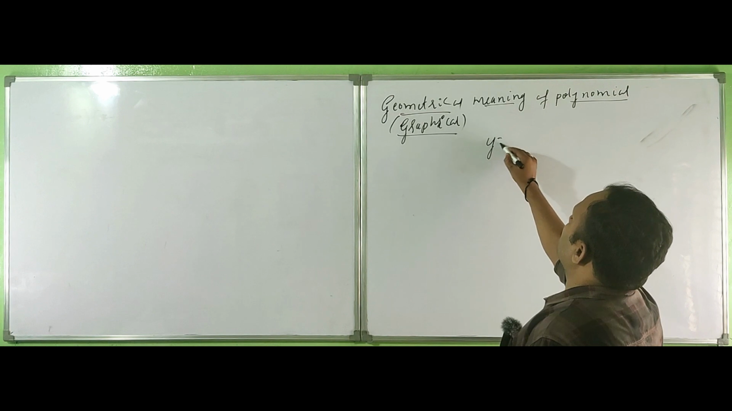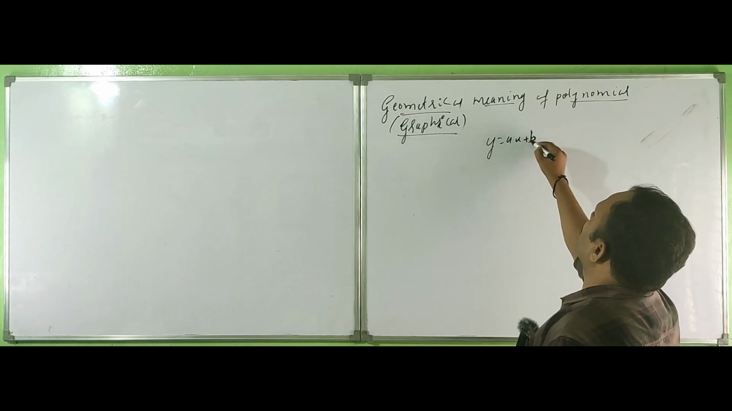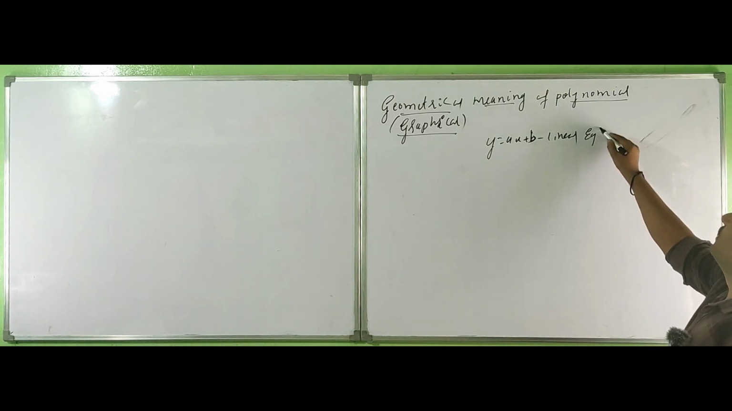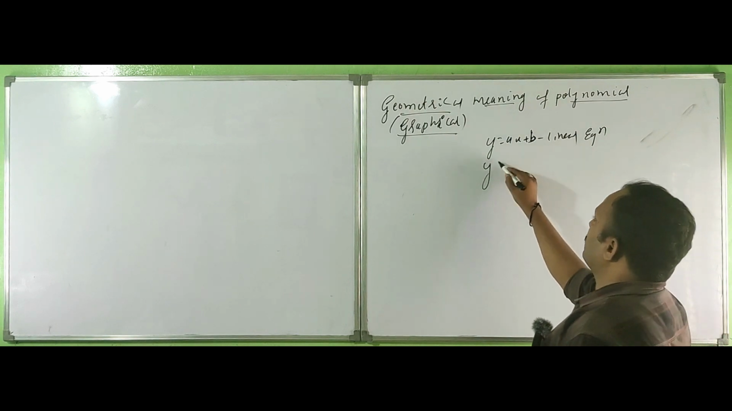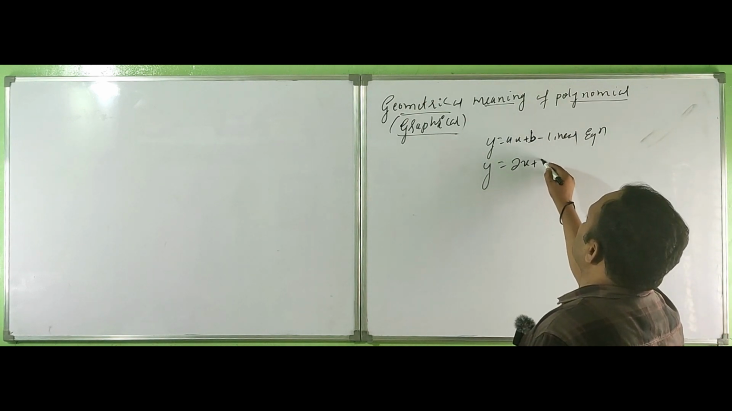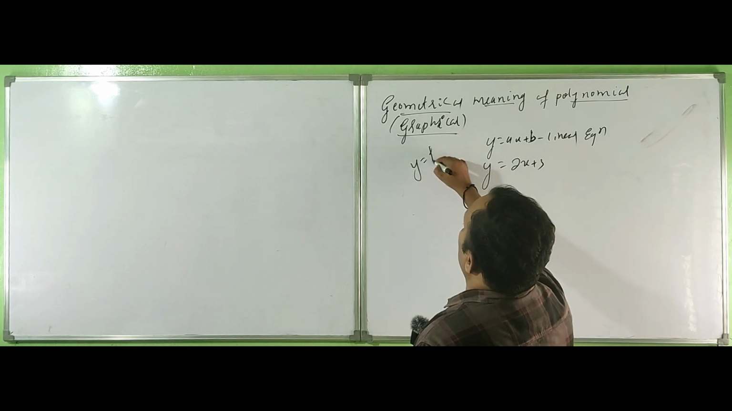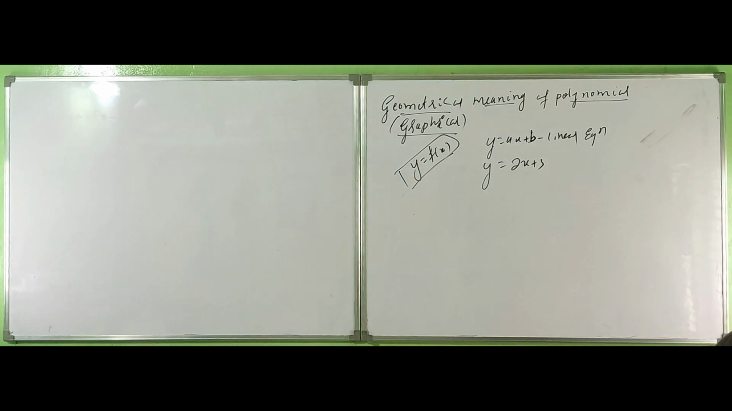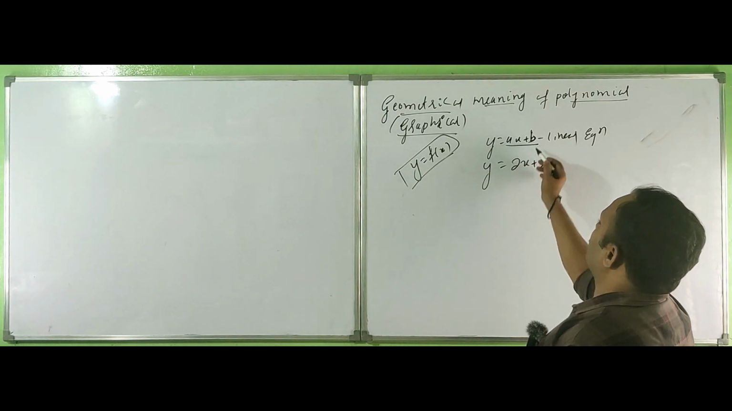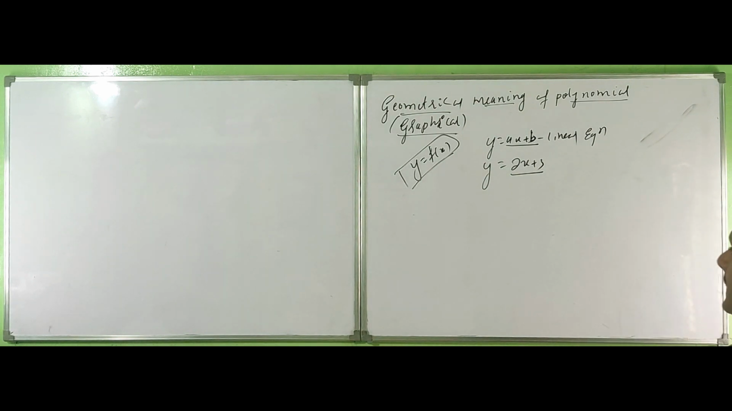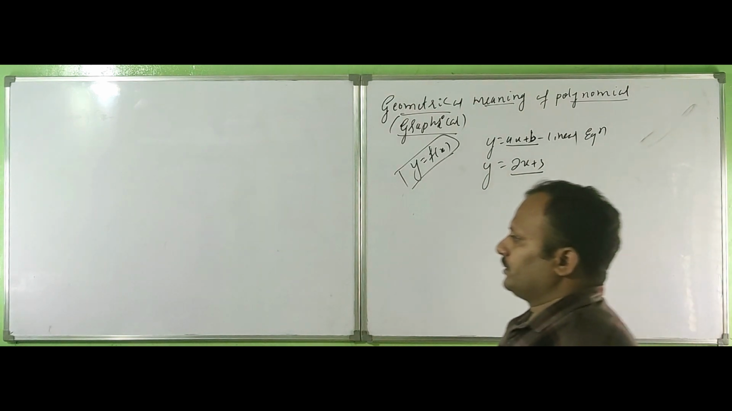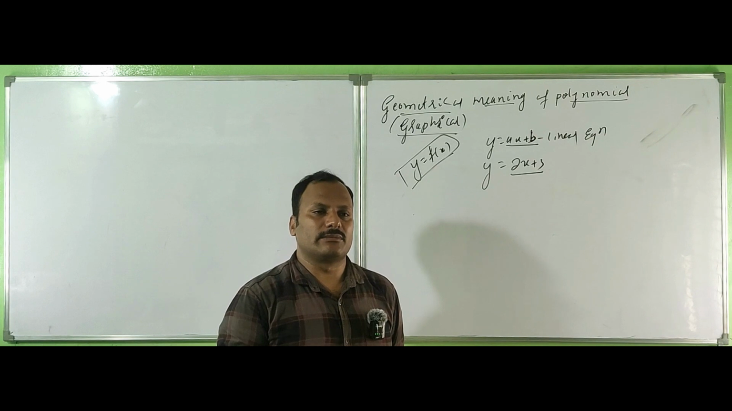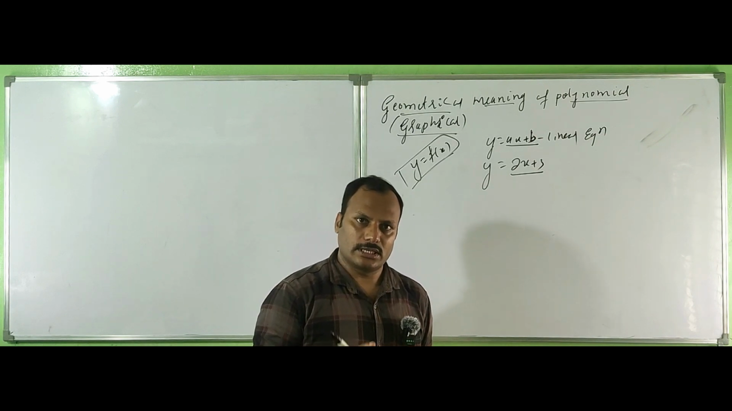So y is equal to ax plus b, a linear equation. In general you can take y is equal to 2x plus 3. This is the standard form. y equal to f of x, or p of x, or s of x, t of x, whatever it may be, is the general form. Here f is the relation, the function. The word linear is nothing but a straight line.